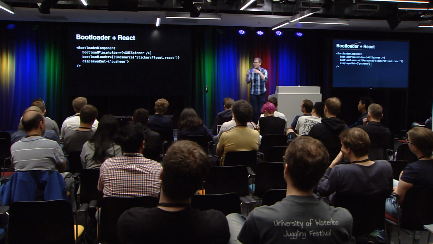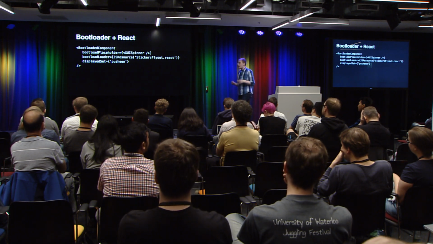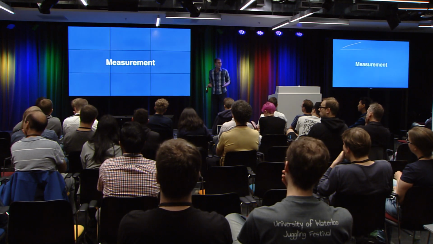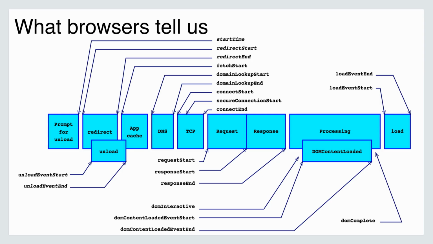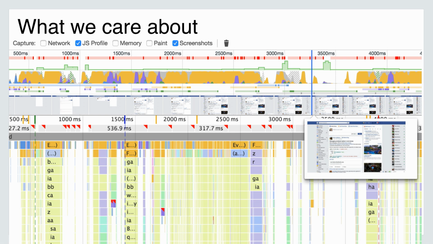So given all this infrastructure and given all the context on how this stuff works, the next thing I want to talk about is how we measure things. The browser exports all this really complex data called navigation timing and resource timing, which tells you a lot about how the internals of the browser works. But it doesn't tell you about what Facebook actually cares about, which is: when does a site feel visually complete?